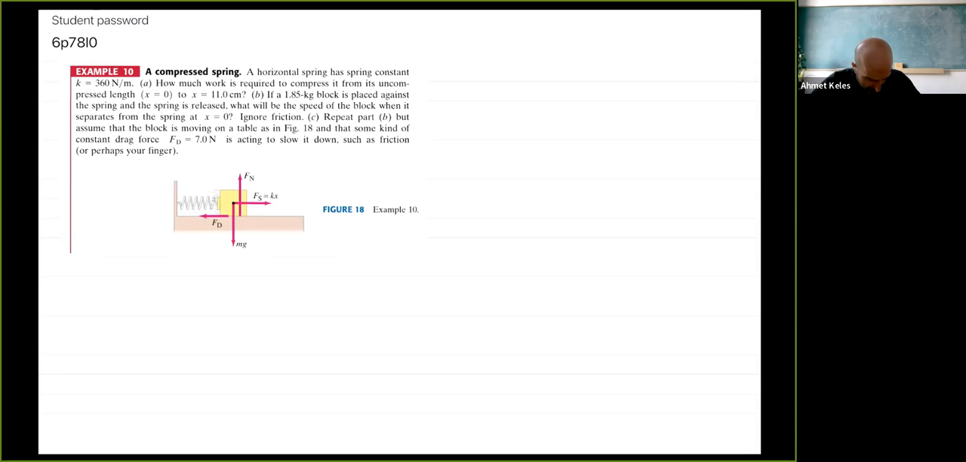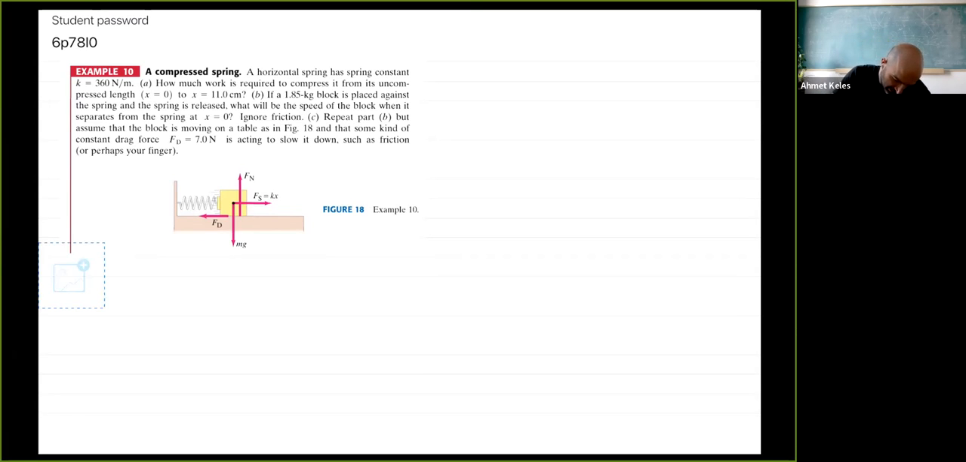All right, here's the example. A horizontal spring has a spring constant K equal to 360 Newton per meter. Part A: how much work is required to compress it from its uncompressed length, x equal to 0, to x equal to 11.0 centimeters? So maybe I can go ahead and start.